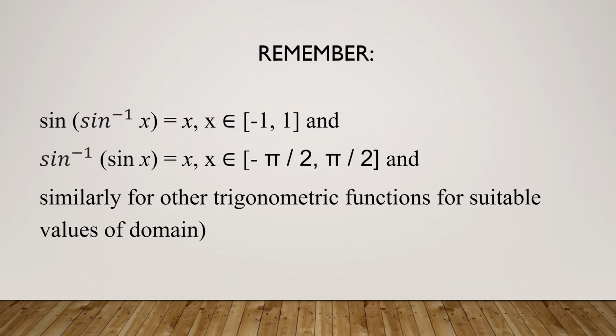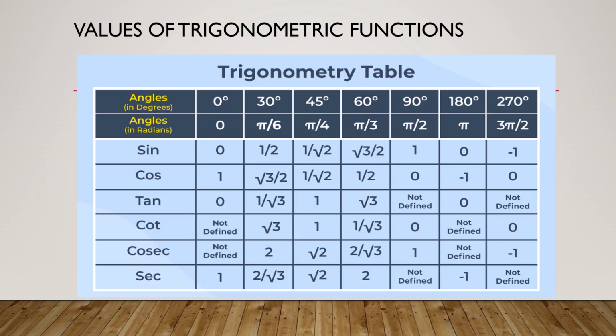We have understood the inverse trigonometric functions. Before going to the examples, just remember this thing: sine of sine inverse of x will be x for any x belongs to minus 1 to 1, and similarly sine inverse of sine of x will be again x for x belongs to minus pi by 2 to pi by 2. And similarly, this result will follow for other trigonometric functions for the suitable values of the domain. Now, these are the values of the trigonometric functions for some basic angles. This chart should be memorized thoroughly.